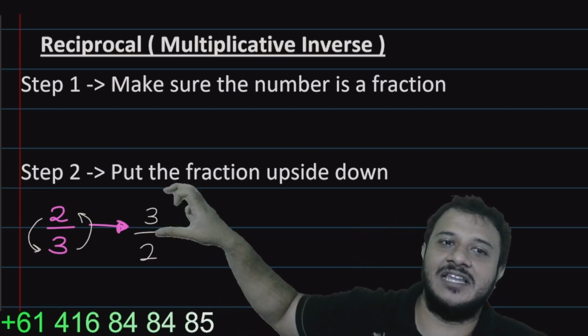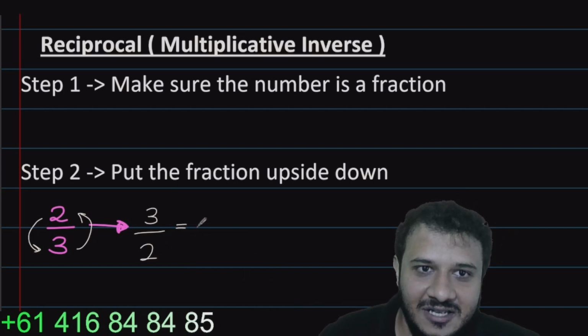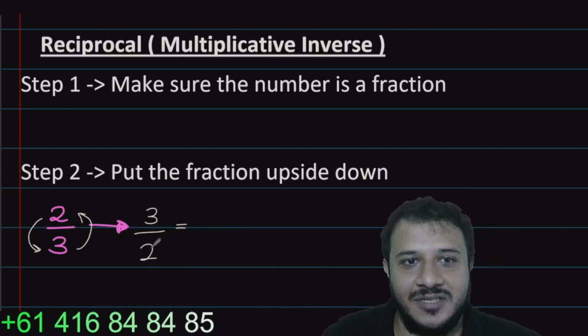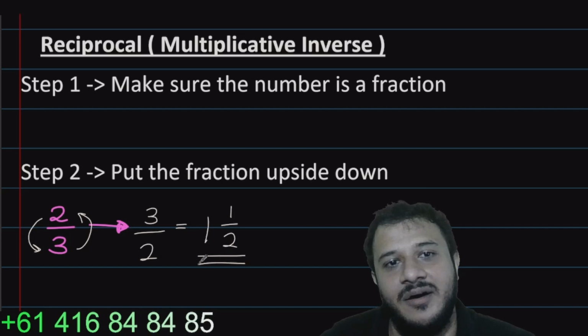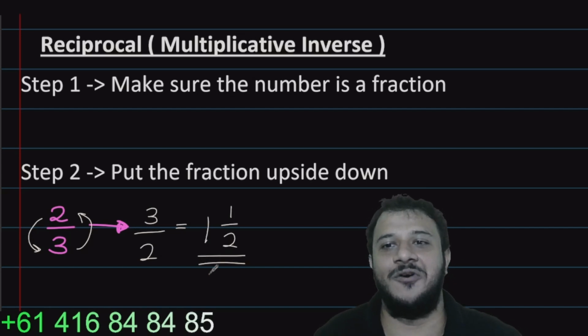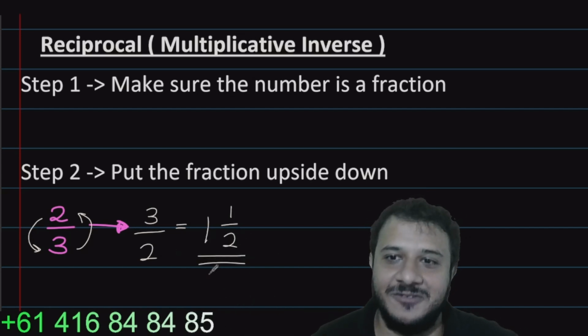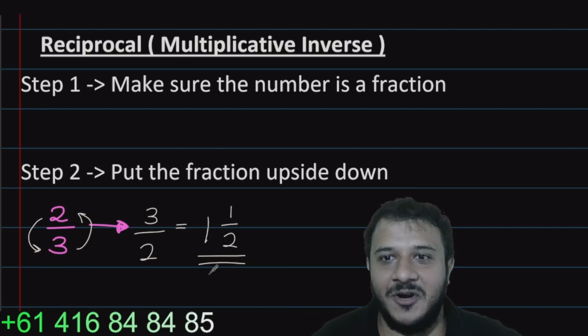But this reciprocal is an improper fraction, as we can see here. So then let's make it into a mixed number. How many 2's can go into 3? That's a 1. Left over 1 out of 2. So the reciprocal of 2 out of 3 is 1 and a half. Does that make sense, everybody?